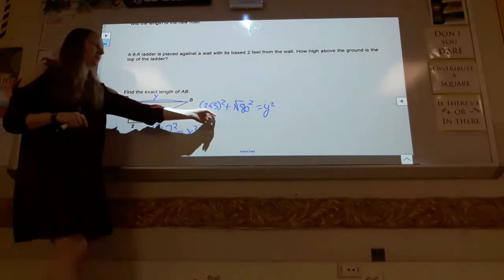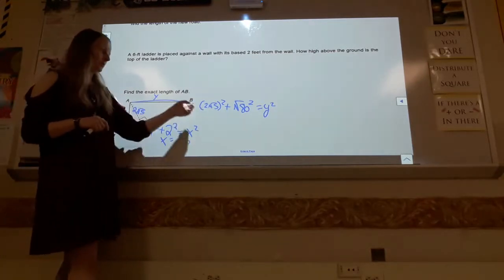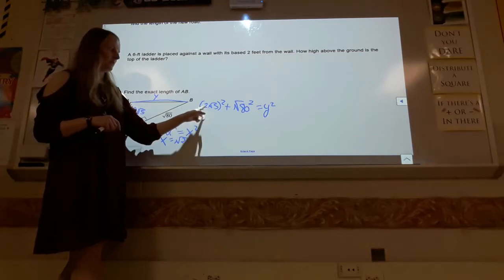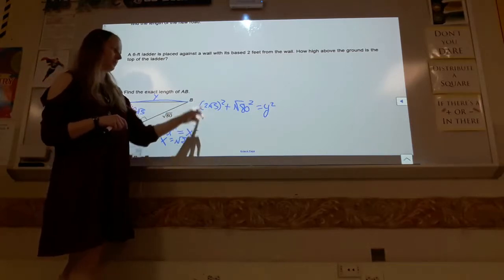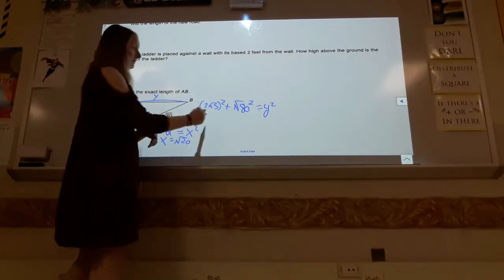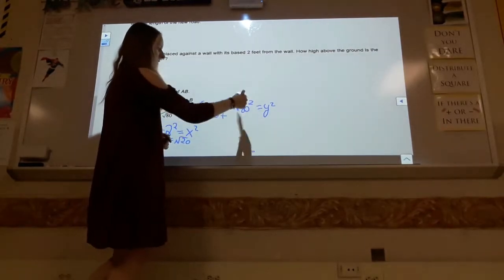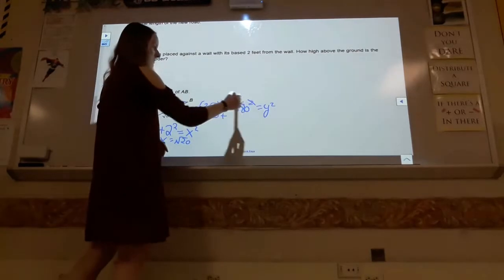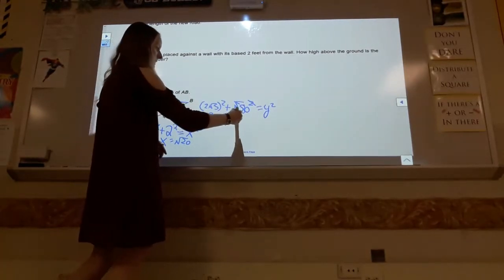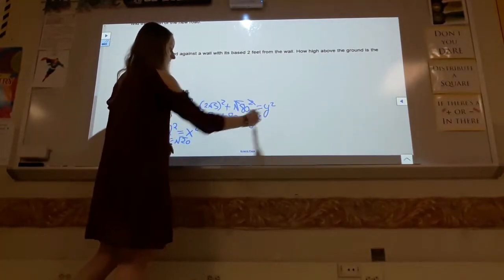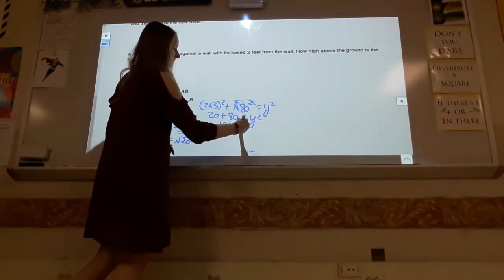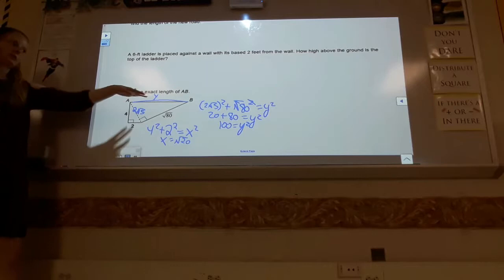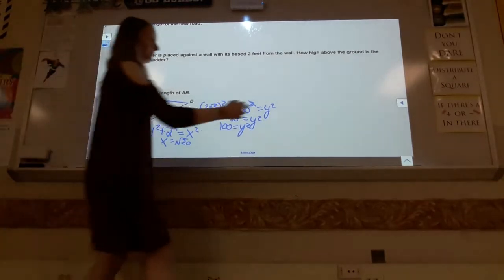Remember, what do you do with this? Distribute, so it's really 4 times, the 2 gets squared into a 4, so it's 4 times 5, which is 20. And then what happens to the square root of 80? Yeah, the symbols cancel each other, which just leaves the 80. That's 100. What's the square root of 100? 10. So your ultimate answer for AB would just be 10.